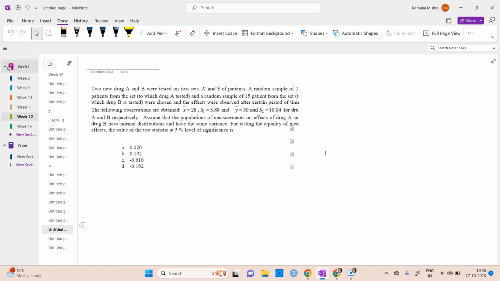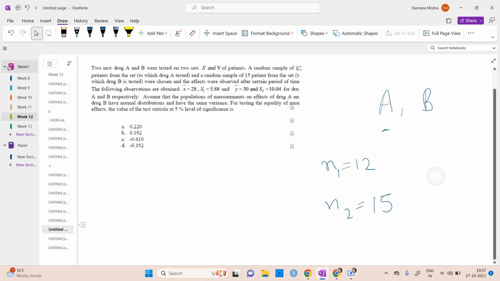Okay, so this is question 12. Two drugs, A and B, are tested on the sets X and Y of patients, and a random sample of 12 patients is taken from the set on which drug A is tested, and this is for B, right? So following is the observation.